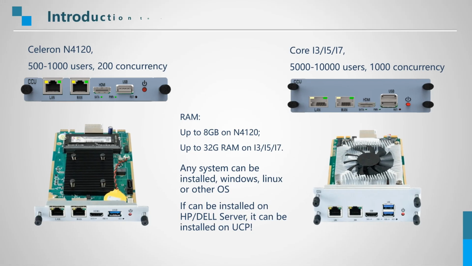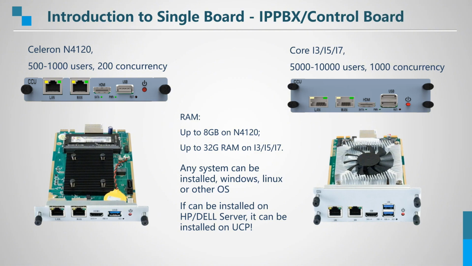The IP-PBX control board is the crucial central control component of UCP. Depending on the CPU you choose, it can support different numbers of users and concurrent calls. For instance, with the Celeron N4120, it can handle 500 to 1,000 users with 200 concurrent calls, while the Core i3, i5, i7 can support 5,000 to 10,000 users with 1,000 concurrent calls.